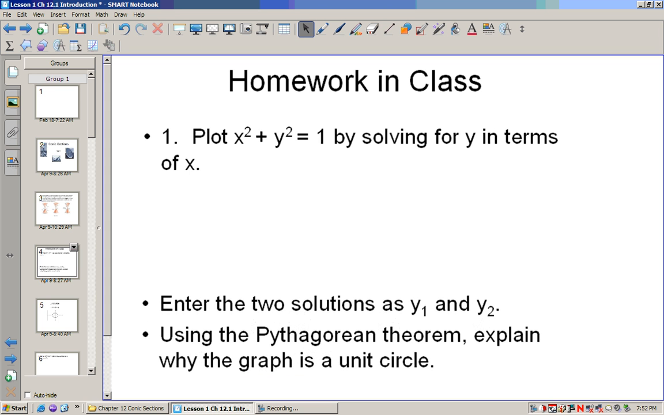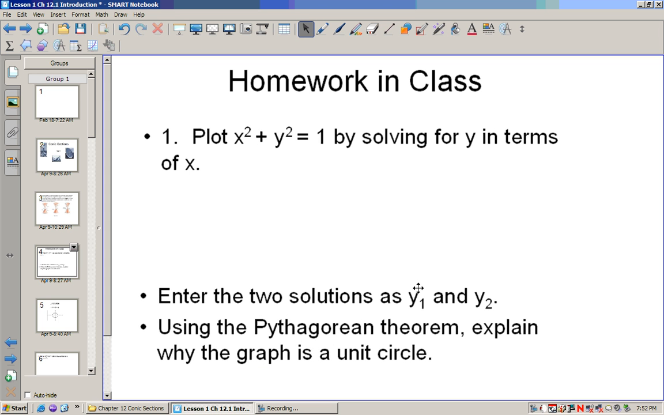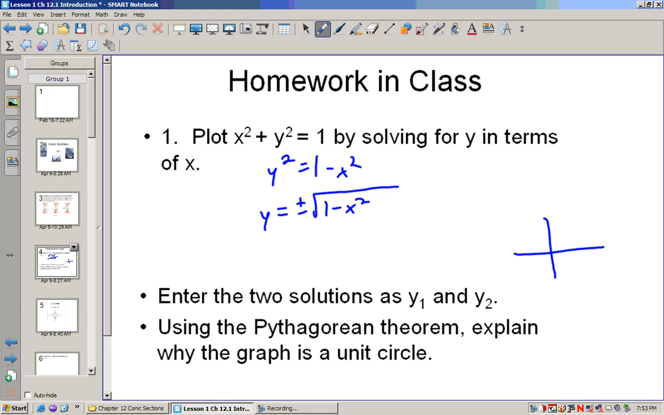So we're going to start by doing a little work in class. If you plot x squared plus y squared equals 1 in your calculator, you can't quite do it. What you need to do is solve for y, because our calculator has a y equals button. So first, subtract x squared on both sides, so y squared equals 1 minus x squared. Square root both sides, so y equals plus or minus the square root of 1 minus x squared. Now if you graph this on your calculator, you're going to get a circle with a radius of 1 centered at 0, 0.